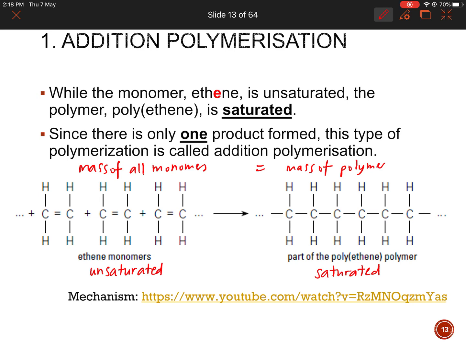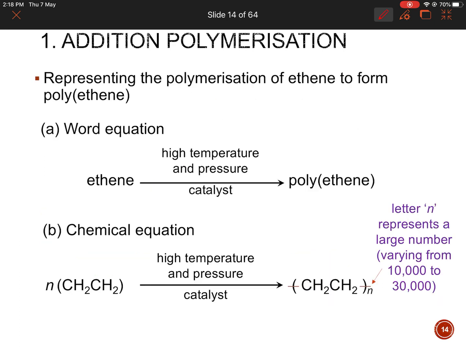You can look at this video for the mechanism of how addition polymerization works, but we do not need to know that. So how do I represent the polymerization of ethene in an equation? In the chemical equation, you can write it this way.